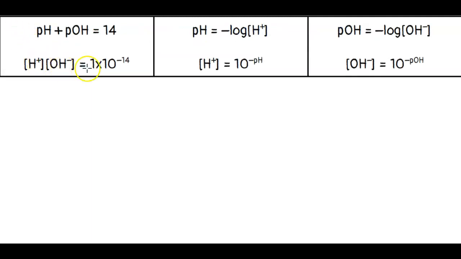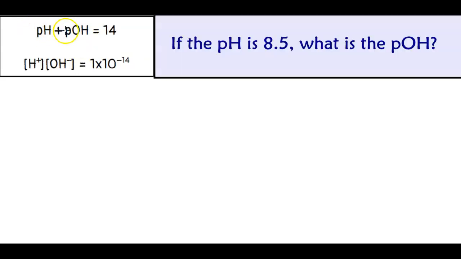So now we're going to do some calculations. You might be asked to calculate the pH, the pOH, the hydrogen, or the hydroxide. And you have several different equations at your disposal. So I'm going to show you how to use each of these 6 equations now. First, we'll focus on pH plus pOH equals 14. So if I have a pH of 8.5, what is the pOH?